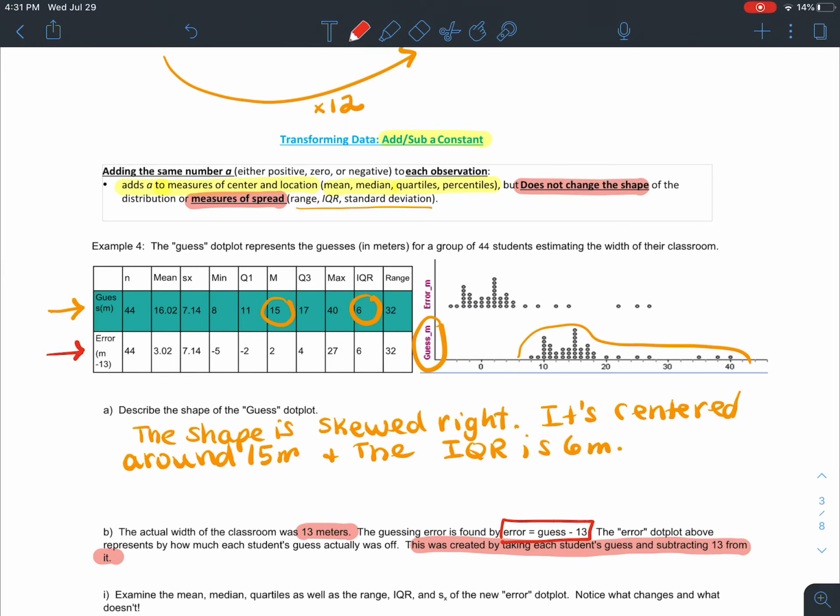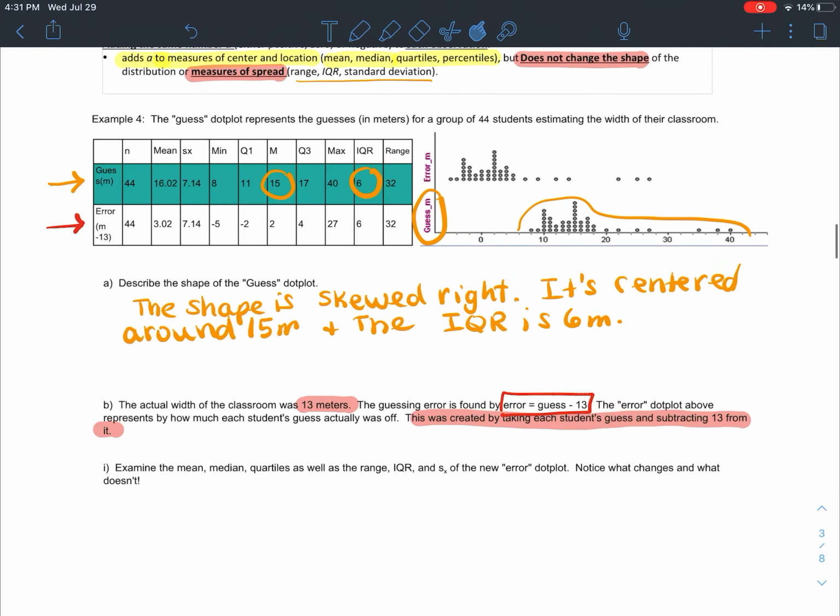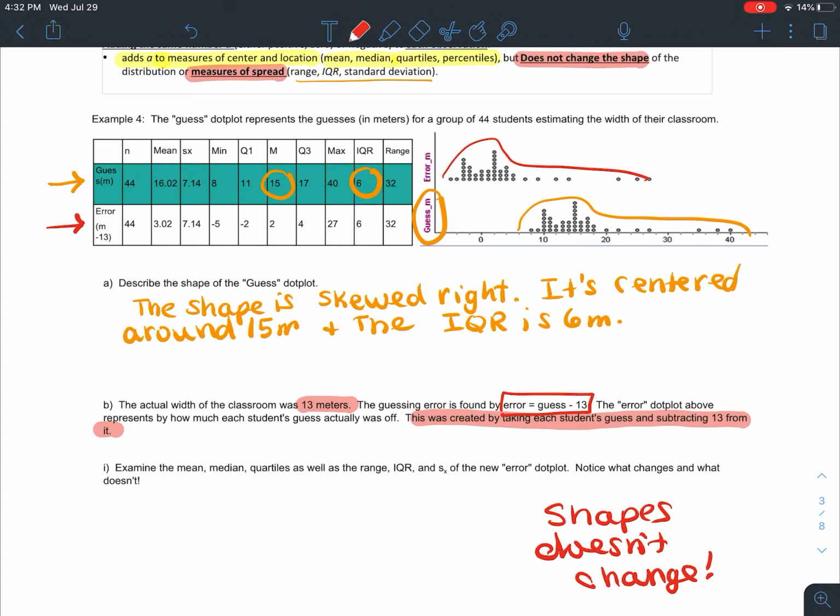So now we're going to look at this and describe the center, the shape, and the spread. One thing you'll notice is that the shape is the same. So I'm going to make a note here: shape doesn't change when we subtract a number from every single observation. However, the measures of center and measures of location are going to change with addition and subtraction.